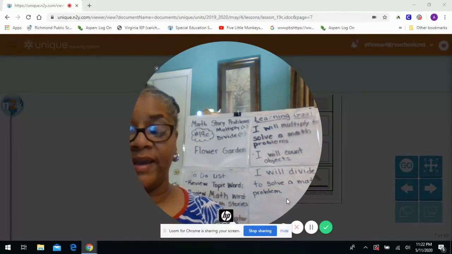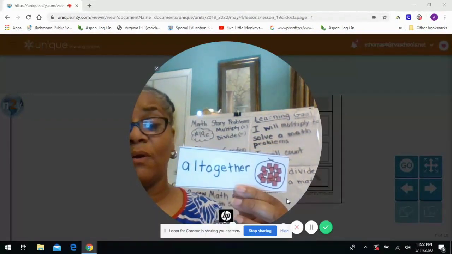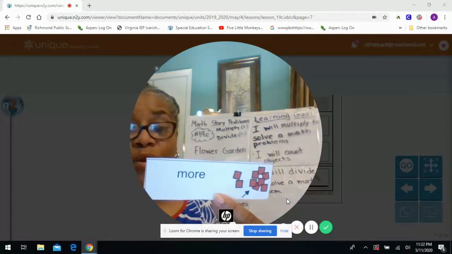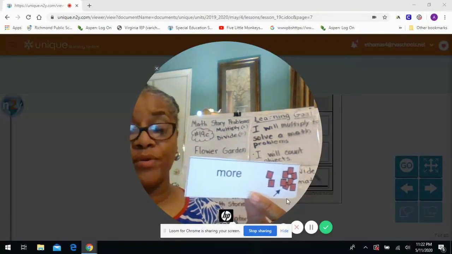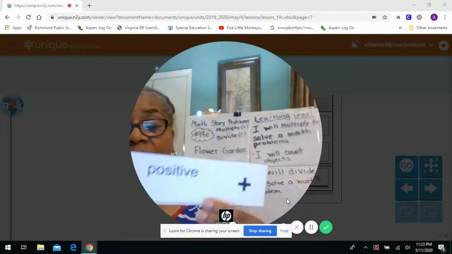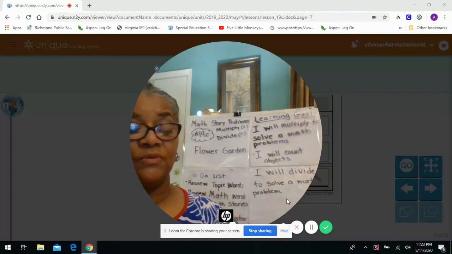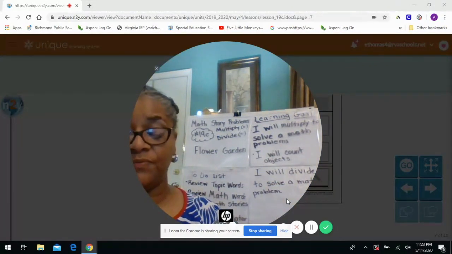When we are adding, we put all of it all together. Then more means a larger number. When we talk about integers, positive is greater than 0 and negative is less than 0.